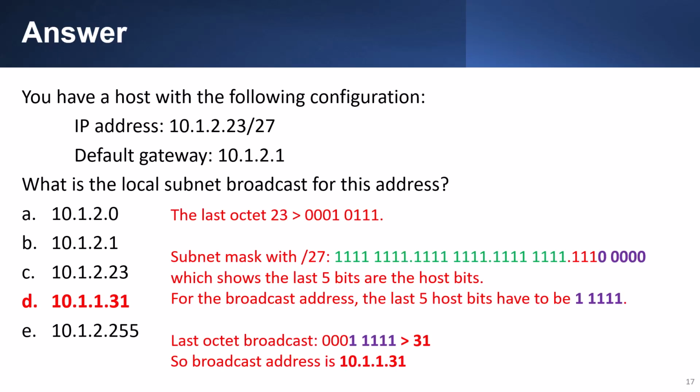Answer: 10.1.1.31. The last octet 23 is equal to 00010111. The subnet mask with /27 is shown on the screen, which indicates the last 5 bits are the host bits. The broadcast address has the 5 host bits set to 11111. Therefore, the last octet of the broadcast is 00011111, which is equal to 31. So the broadcast address is 10.1.1.31.